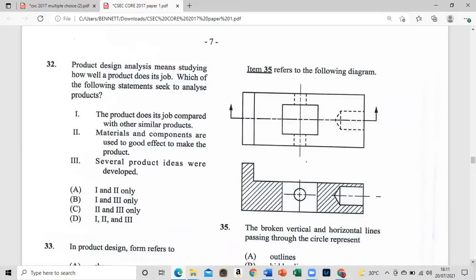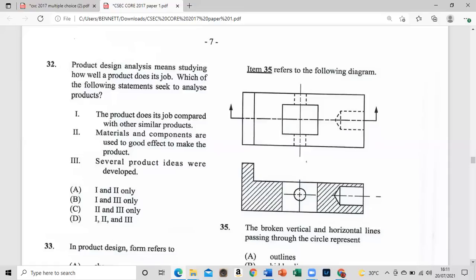Analyze products. One, the product does its job compared with similar products. Two, materials and components are used to good effect to make the product. Three, several product ideas were developed. Is it A, one and two? Is it B, one and three? Is it C, two and three only? Or is it D, one, two, three? And it is A, one and two.